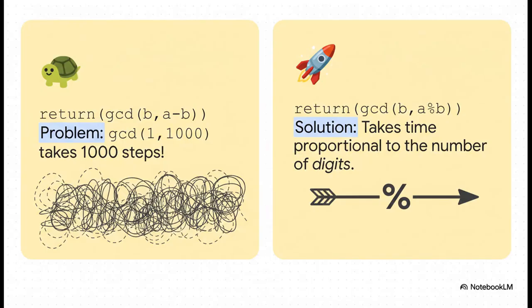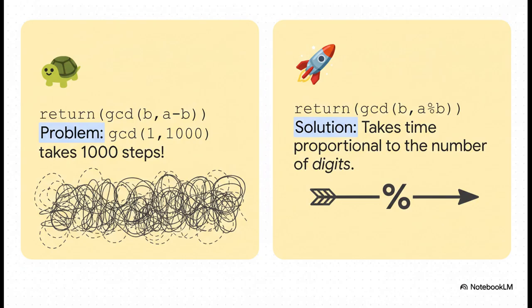And this is where things get really cool. This is the big leap. On the left, there's a method that uses subtraction. But look at the problem. Finding the GCD of 1 and 1,000 would take almost 1,000 steps. But on the right, we have something called Euclid's algorithm. And instead of subtracting, it uses the modulo operator, that little percent sign. It just gets the remainder of a division.